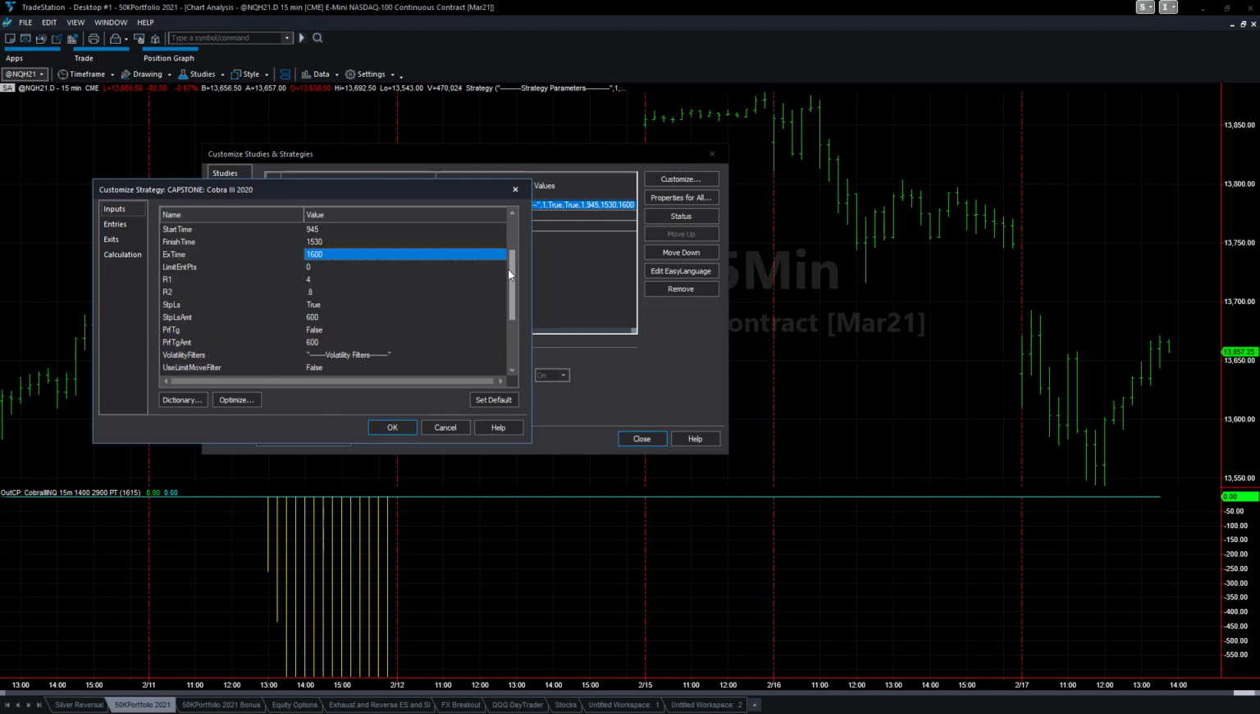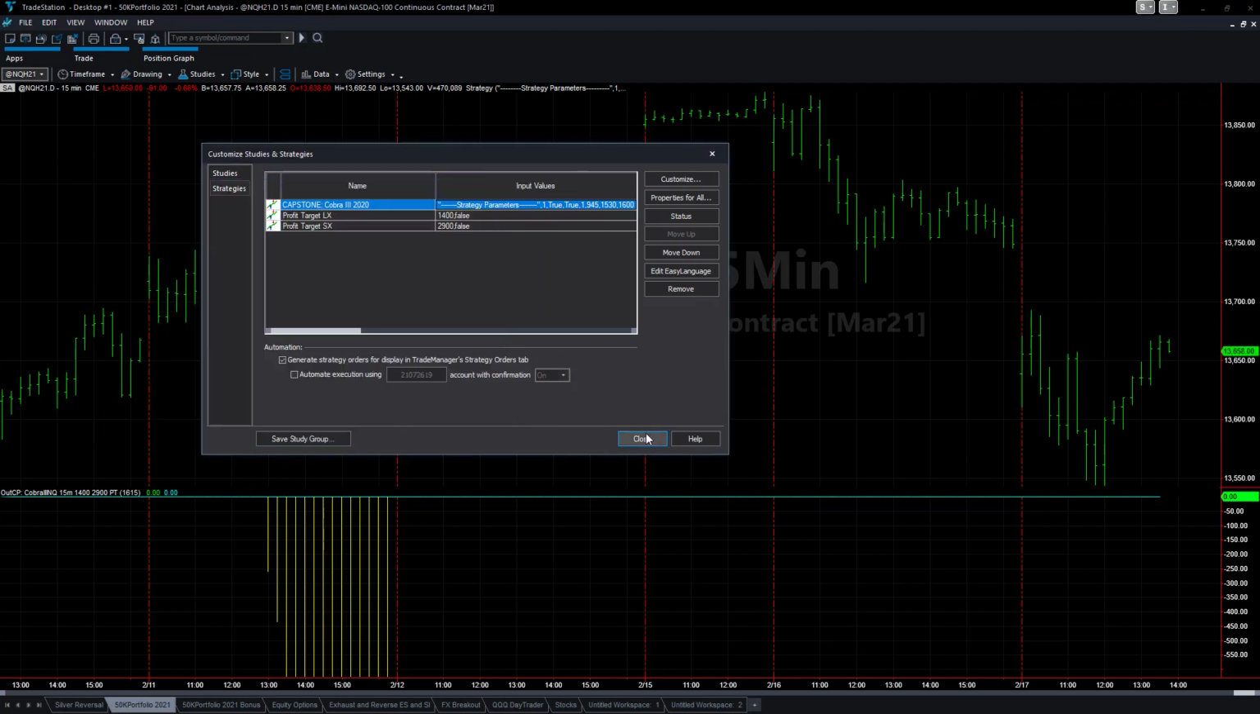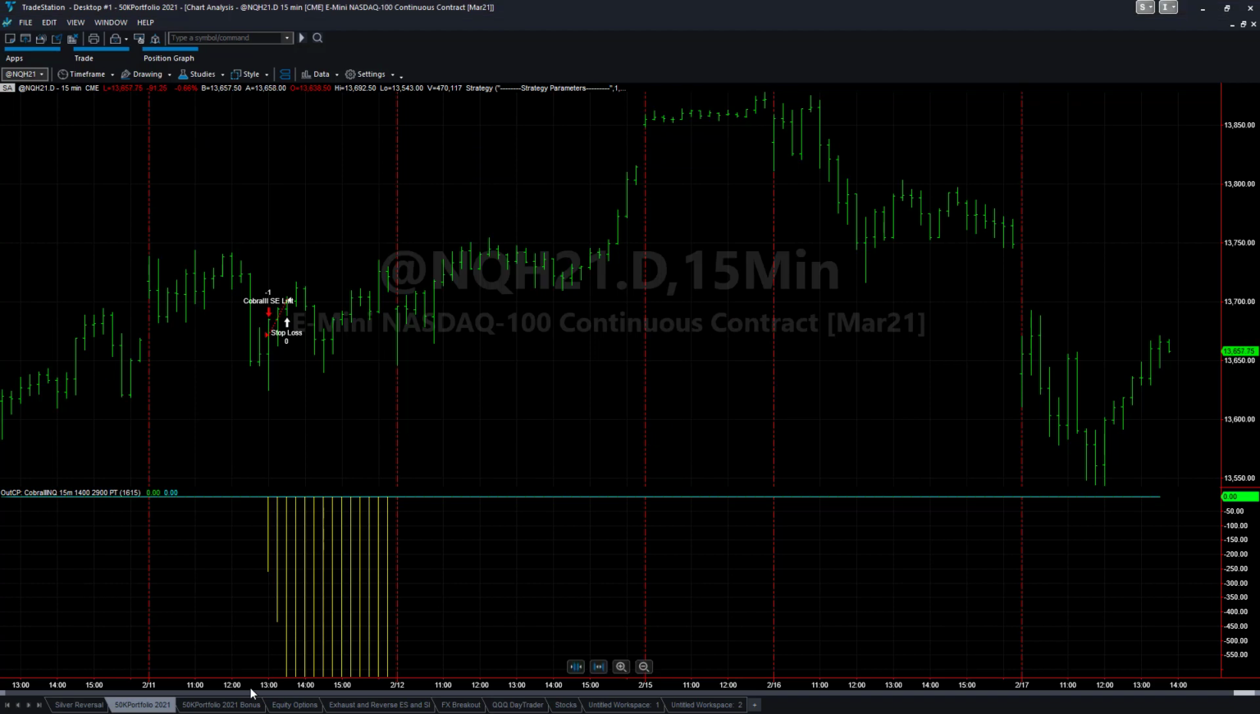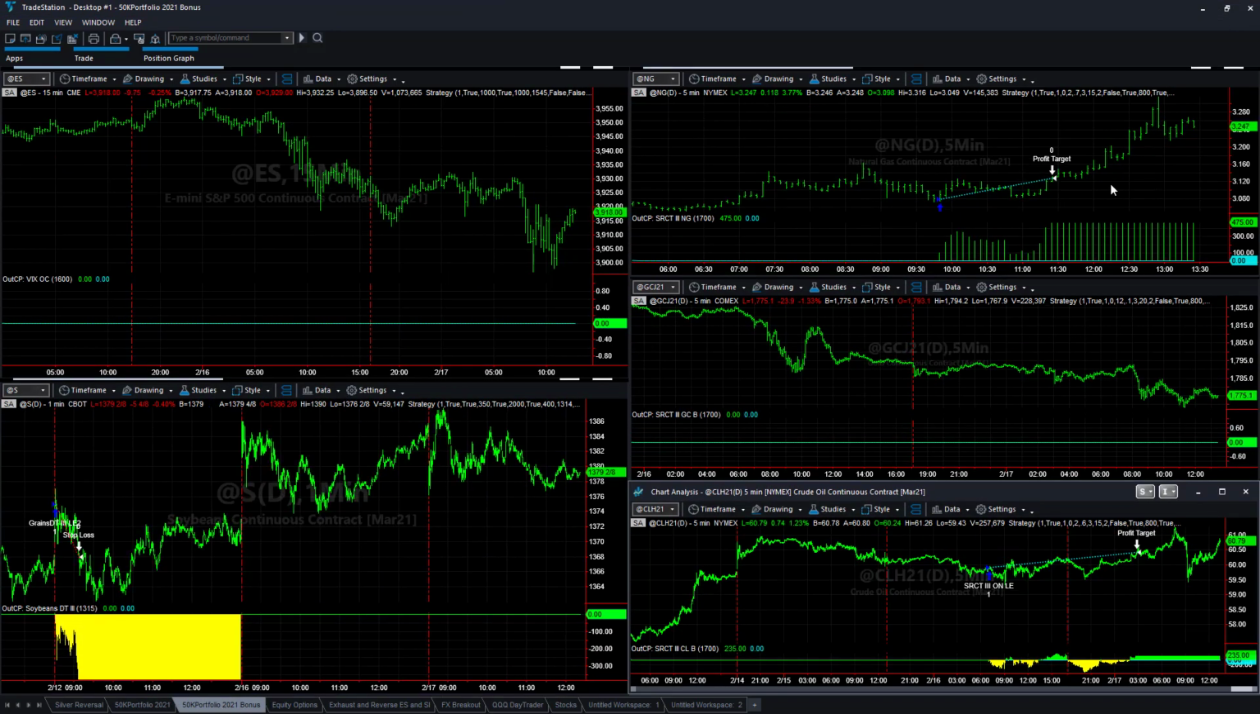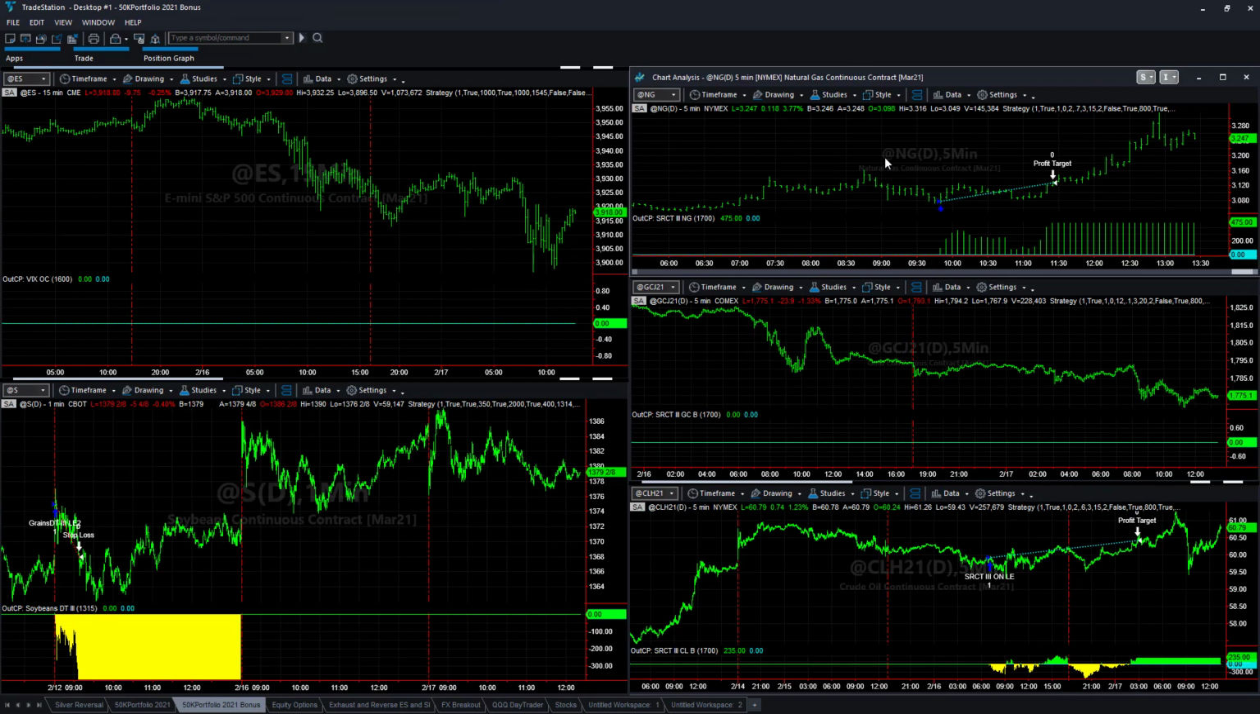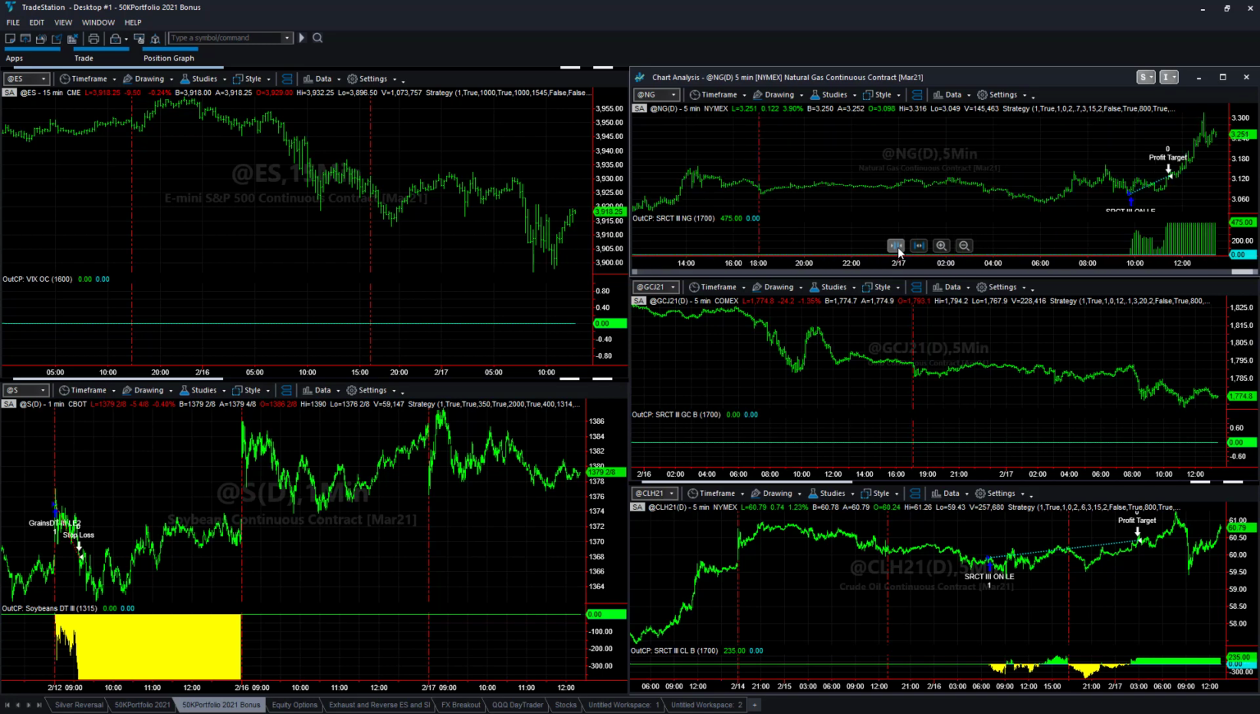So those are the descriptions on the 50K portfolio, the setups and the base strategies. Look at the bonus strategies, and we've gone over some of the trades from yesterday as well. This is SR Counter Trend 3 natural gas. Hit a nice trade today on the long side.